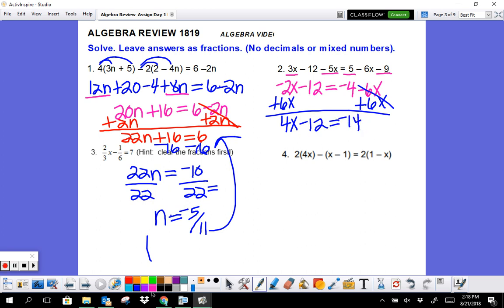Now I need to move that 12 over. So I'm going to add 12 to both sides. So I have 4x equals -2. That's not right. That's not -14. That's -4. So here we go. -4 plus 12 is 8.